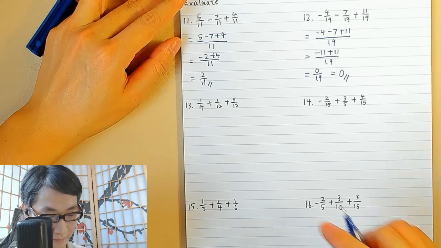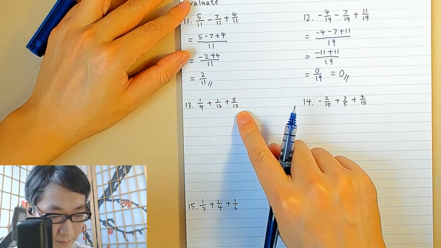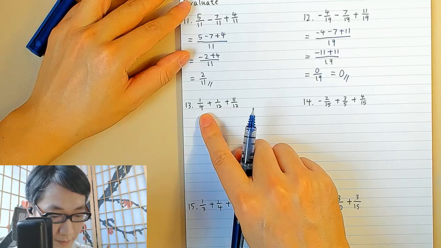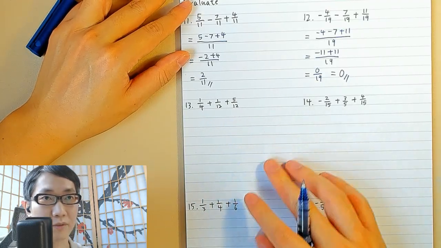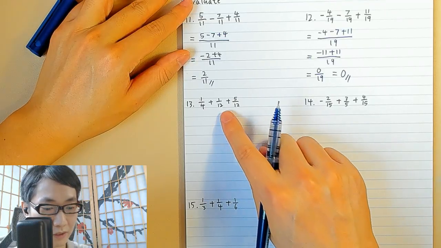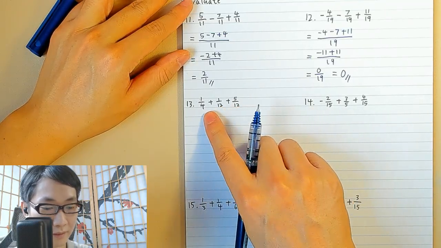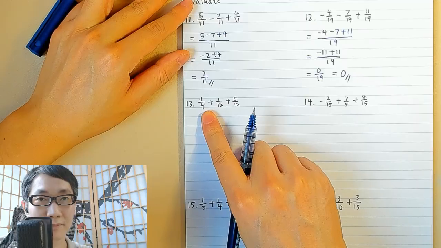Okay. And number 13. We have positive 1 over 4, positive 1 over 12, positive 5 over 12. So these two are on the same pizza, but 1 over 4 is not. So let's change that.